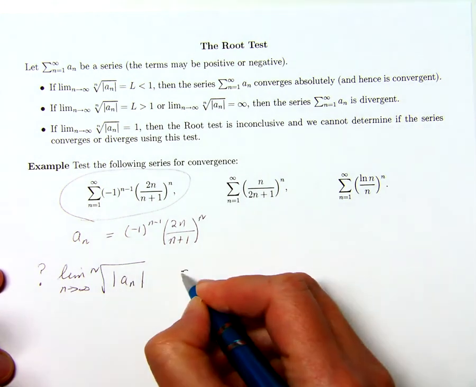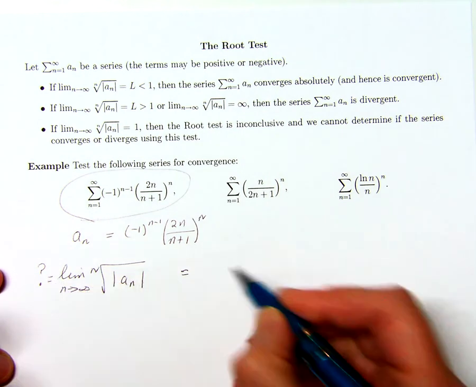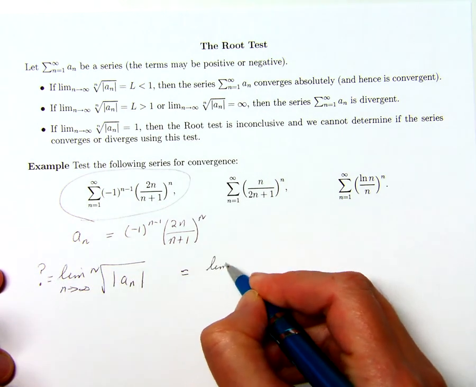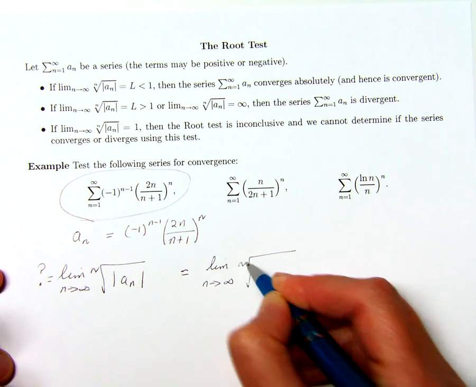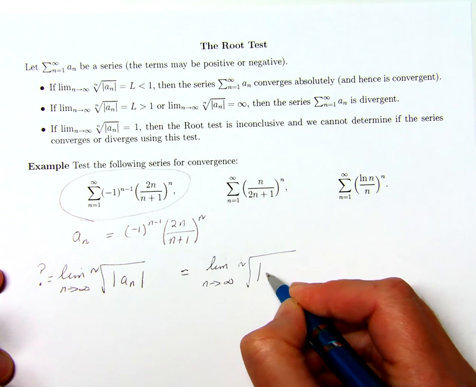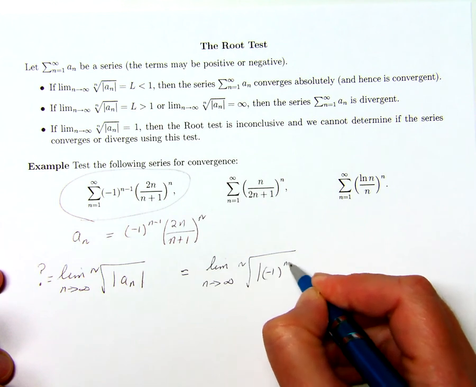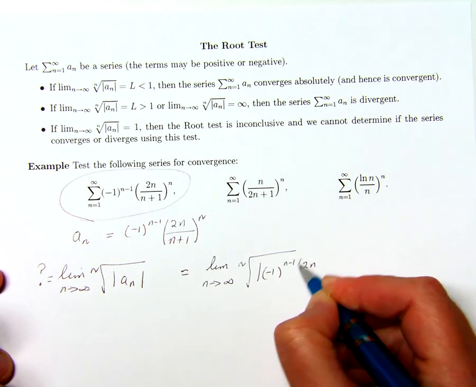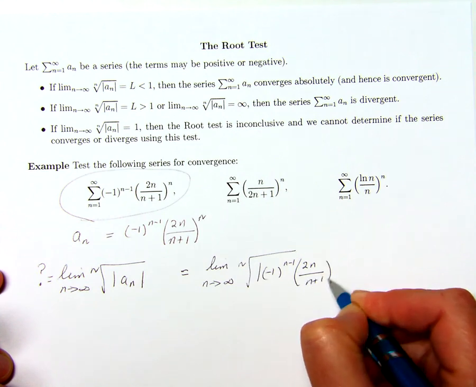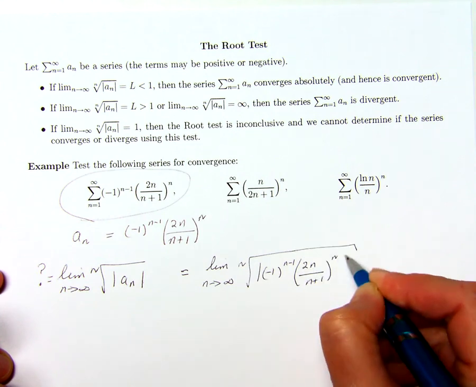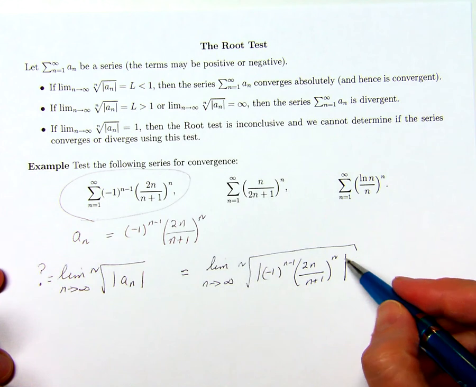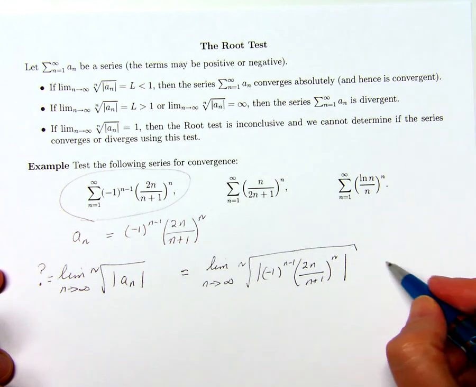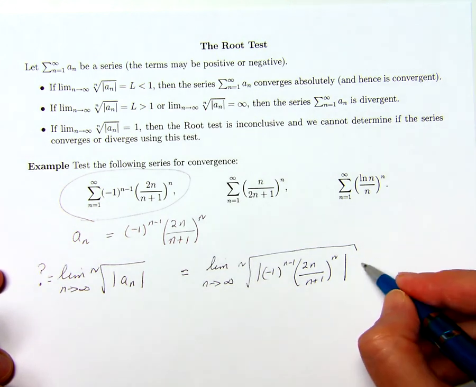And now filling in the details, I get that that is the limit as n goes to infinity of the nth root of the absolute value of what I've got here: (-1)^(n-1) times (2n over n+1)^n. Now the absolute value means I can throw away this (-1)^(n-1) because it's either plus or minus 1, so it makes no difference to the absolute value.